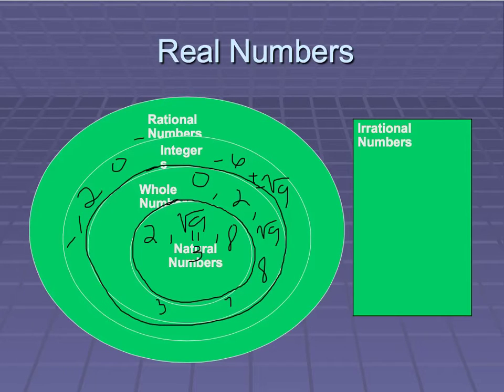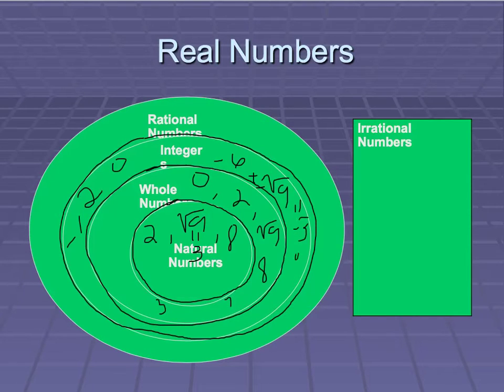Then when we get to the next layer, integers, integers have to be whole numbers, but they can be positive or negative. Some examples I have here are -1, 2, 0, -6, and then I also included this plus or minus the square root of 9, because really, this is -3 or 3.